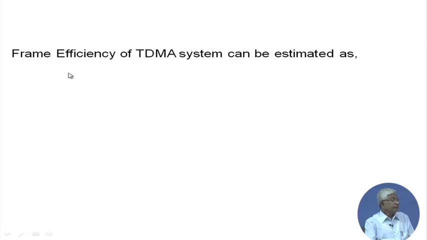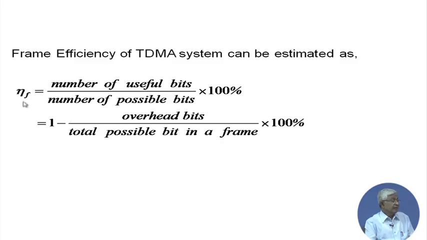Now the frame efficiency of the TDMA system can be estimated as eta f, that is frame efficiency, which is the number of useful bits which the user is exchanging divided by the number of possible bits. That means the overhead is our loss in terms of percentage. So it can be expressed as 1 minus the overhead bits over the total possible bits in a frame.